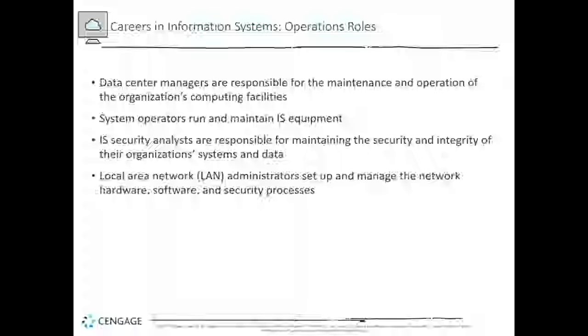Careers in information systems. Operational roles. Data center managers are responsible for maintaining and operating the organization's computing facility. System operators run and maintain IS equipment. IS security analysts are responsible for maintaining security and integrity of the systems. Local area network, or LAN, administrators set up and manage the network hardware, software, and security processes.